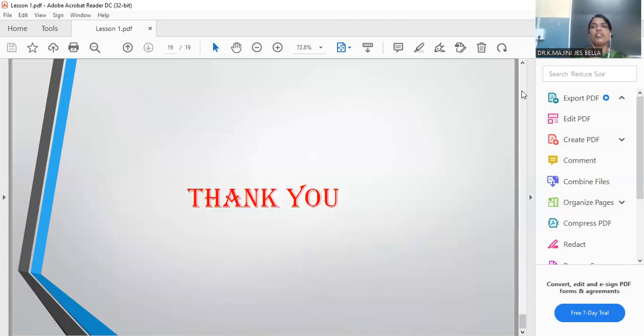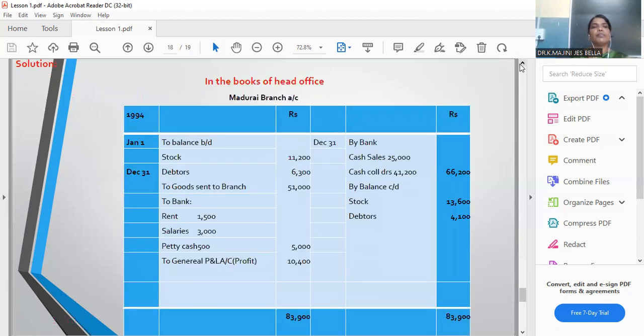Then you come to the solution part. In the books of head office, Madurai branch account. In the head office books, we are preparing the Madurai branch account. You should write the date column, particulars column, and the amount column. On the credit side also, you should write the date column, particulars column, then amount column. You should write on January 1st, to balance b/d.